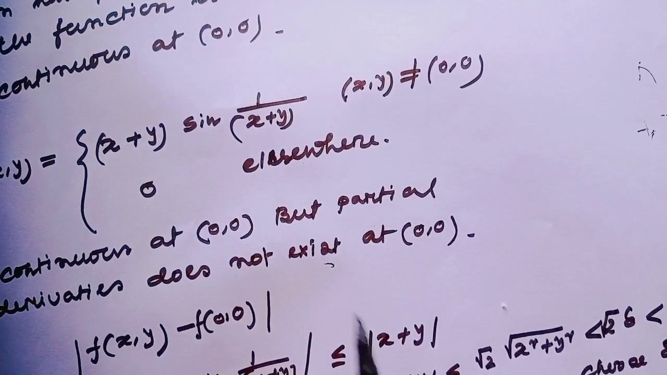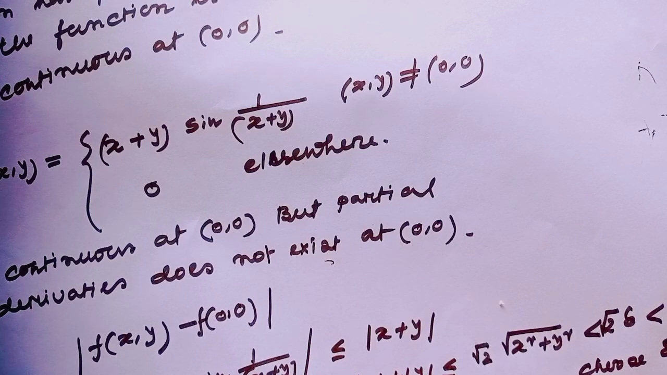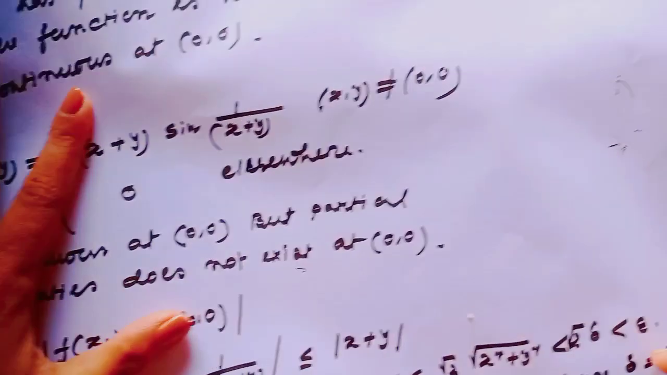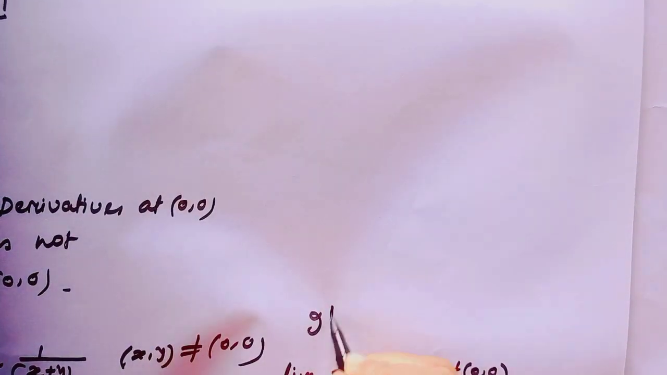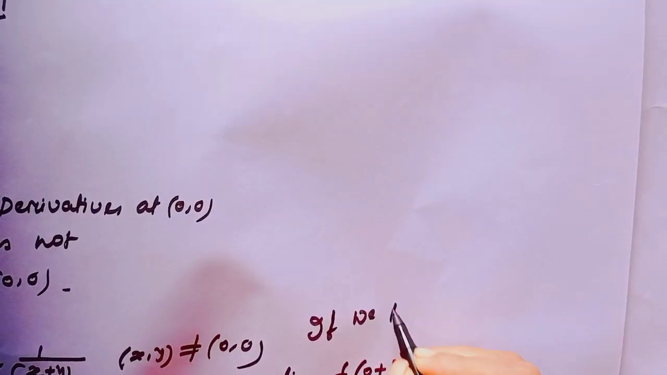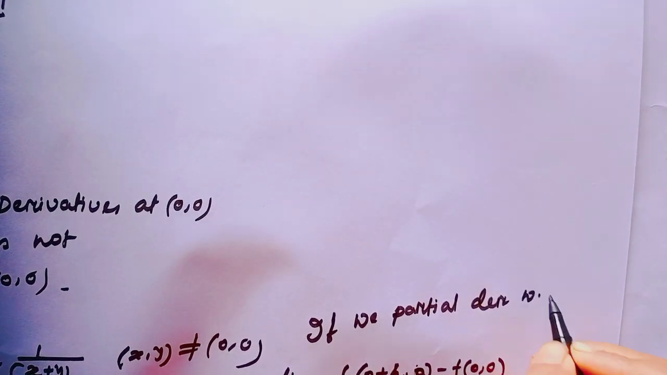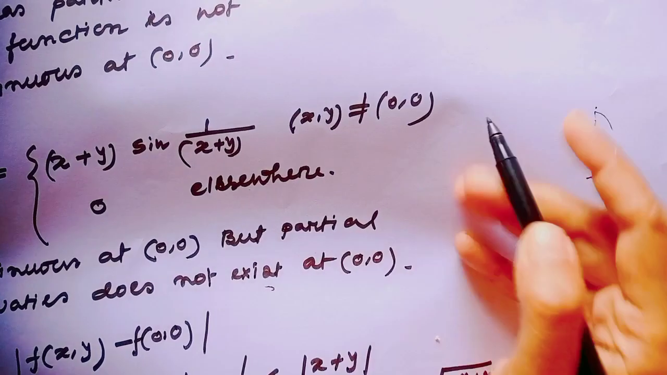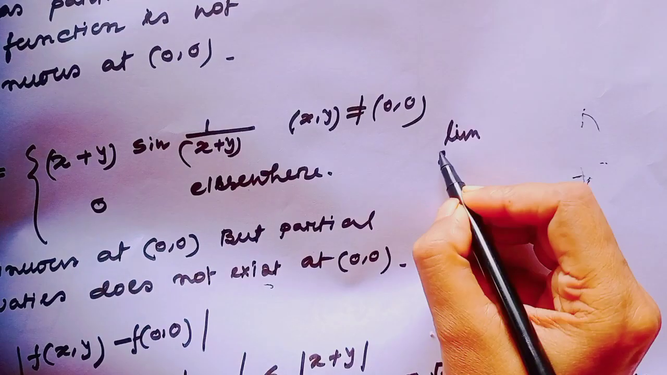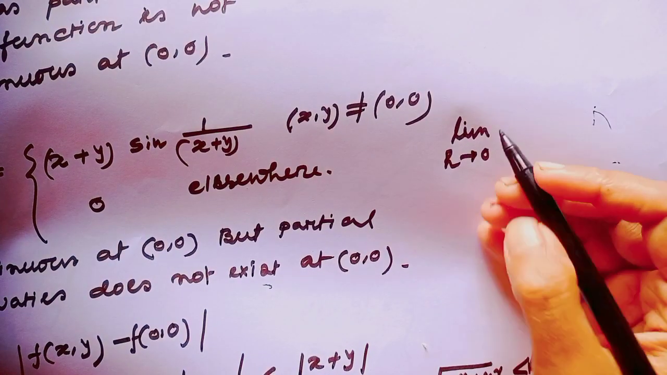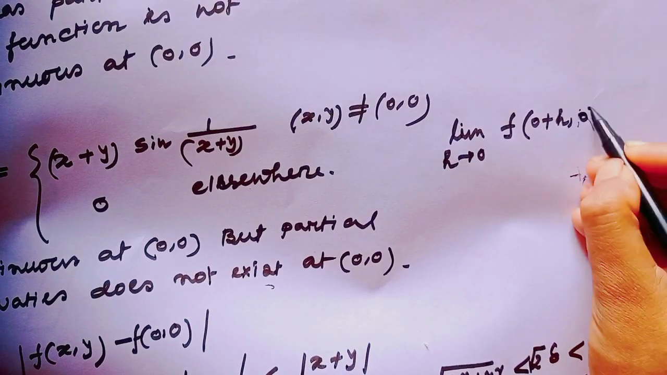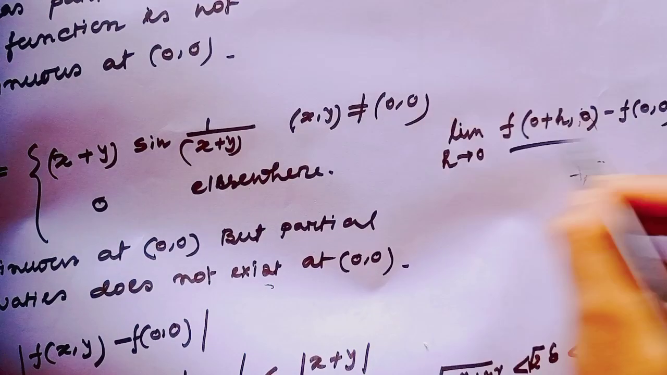That means the function is continuous at the point (0, 0). Now I will check the partial derivative at the point (0, 0). If we consider the partial derivative with respect to x, then the definition is limit h tends to 0, since the point is (0, 0), of f(0 plus h, 0) minus f(0, 0) over h.